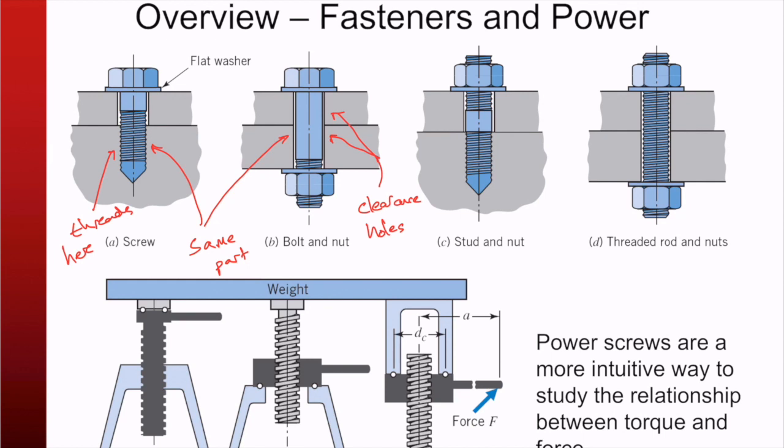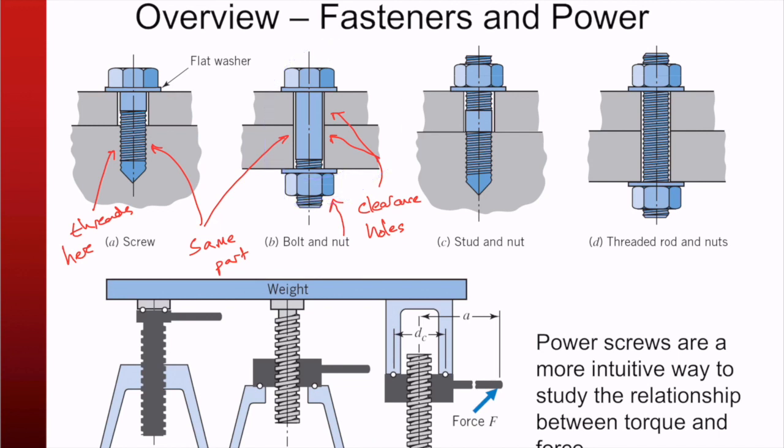Then we call this thing a bolt, right? But if there's no threads in there, something has to hold it together. So that's the nut, right? So exact same part. One is a screw, one is a bolt. This one is a screw because it threads into here. This one is a bolt because it works with a nut on the other side of it.